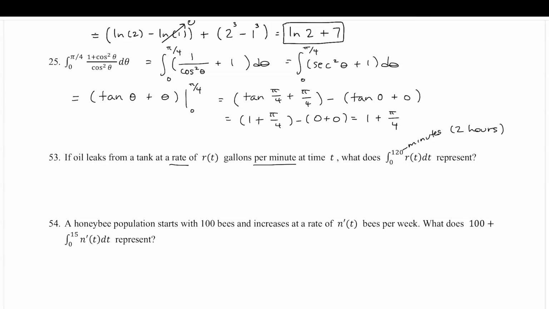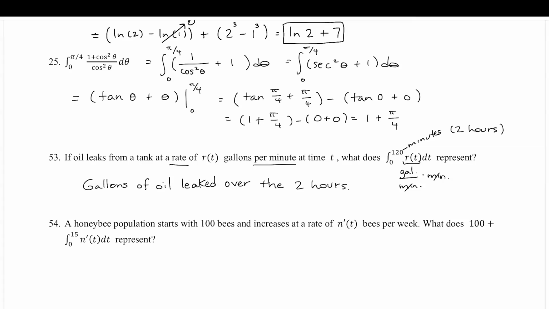So if we integrate the rate of change, what we actually get is net change. So this integral is the gallons, not gallons per minute, gallons of oil leaked over those 2 hours from time 0 to time 120 minutes. So you can think of it as R of t is in gallons per minute times time, dt is in minutes. You can think of dt as a change in time.